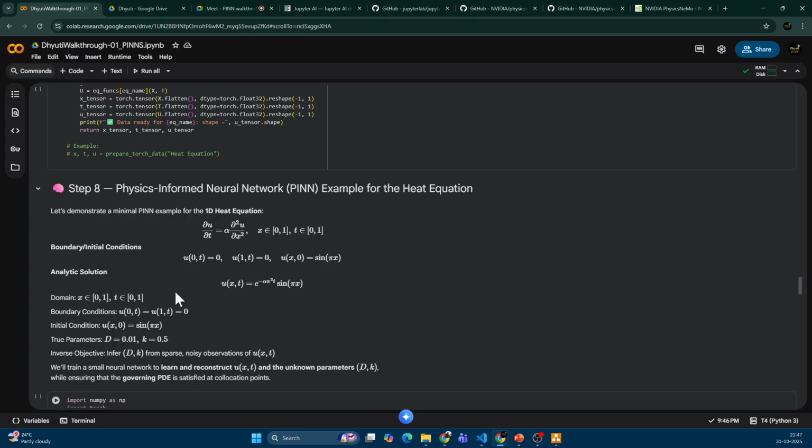Yeah. So this is my diffusion equation. I have the boundary condition, and the analytical solution to it.